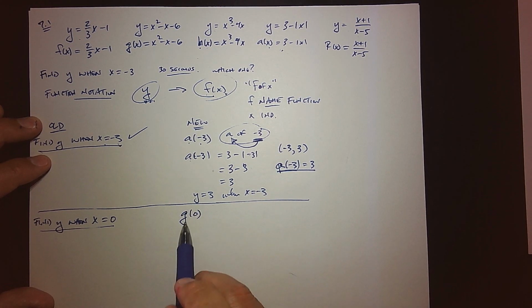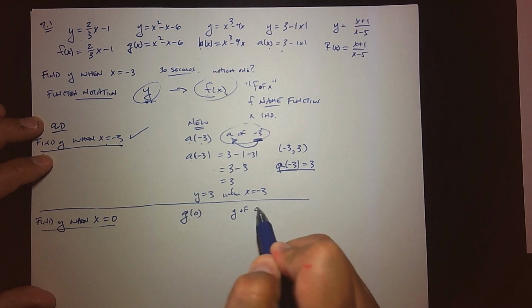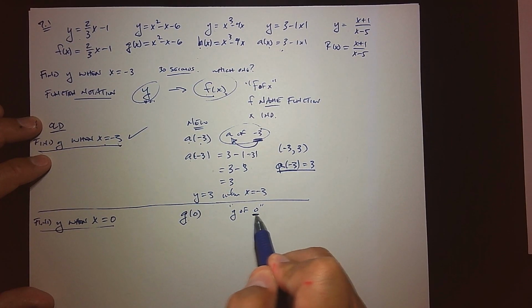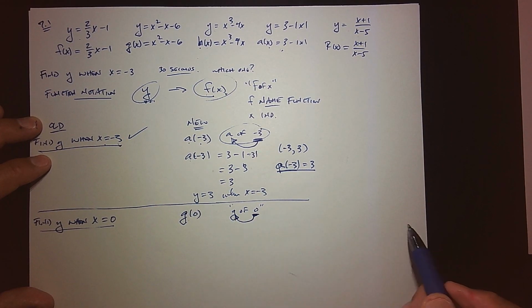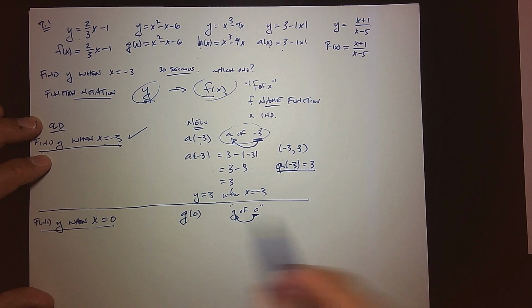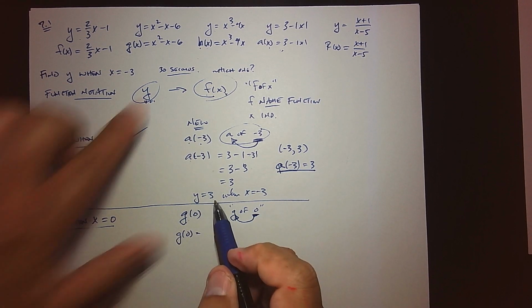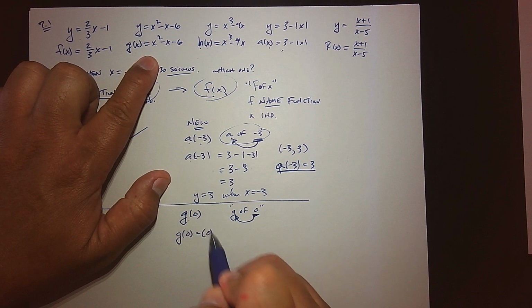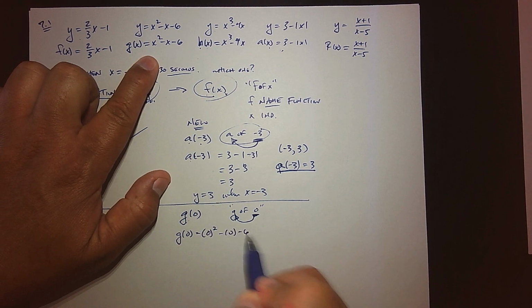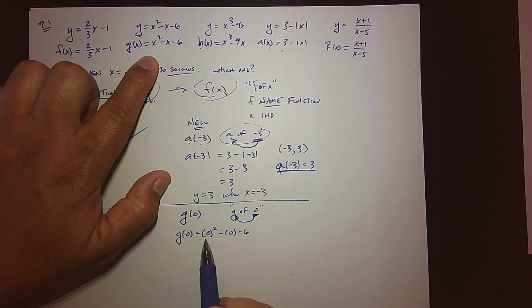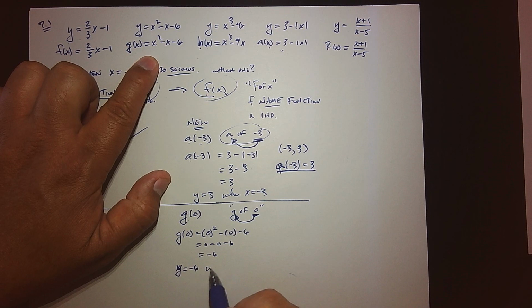Okay, again, we read this as "g of 0," but what it's telling you is put the 0, use that as the input into the function g. So I'm going to go to the function g, there it is right there, and I'm going to replace the x with 0, because that's what it's asking me to do. If I let 0 be the input, what is going to be the output?